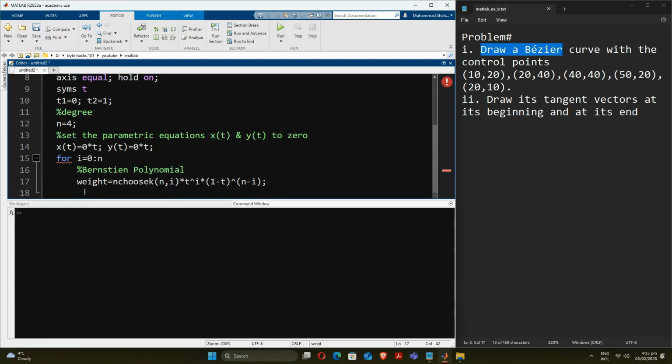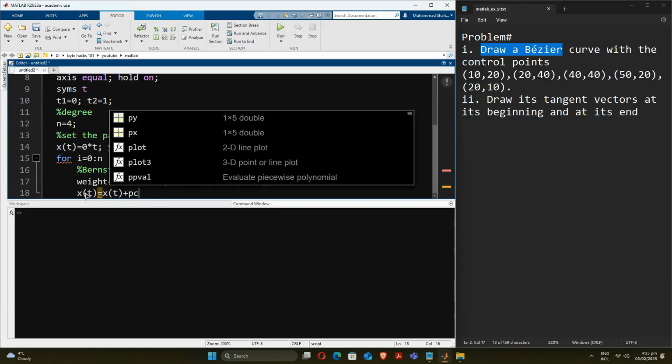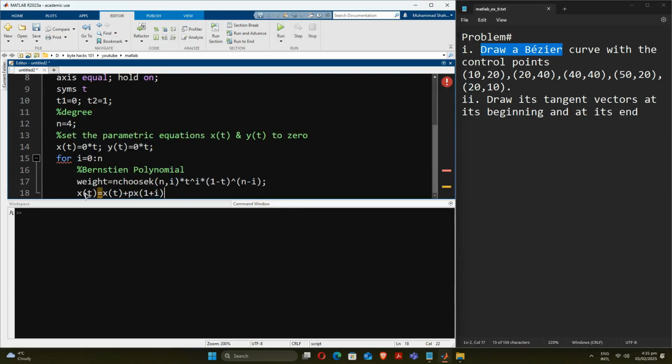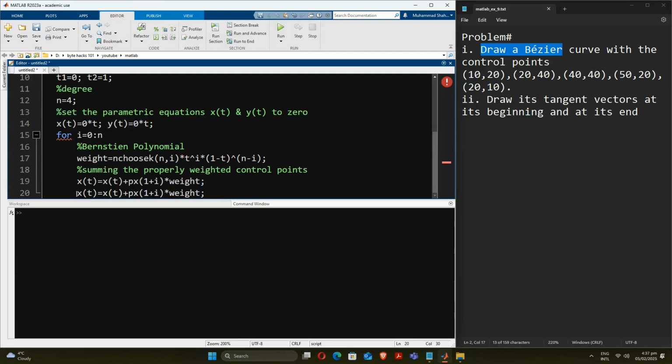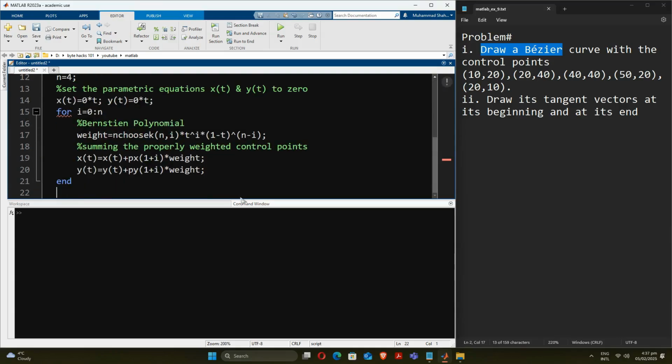Now we will write the equation x. We are actually summing the weighted control points. I will just quote it here. I forgot to do it earlier. This was for equation x and we will do the same for equation y. Replace x with y and px with py. And now we'll end the loop.